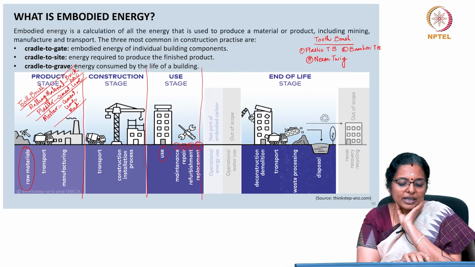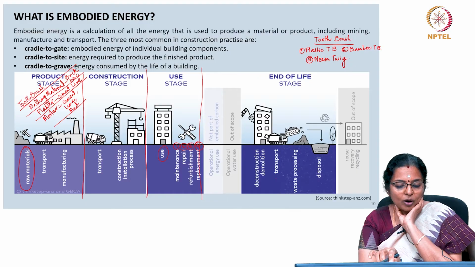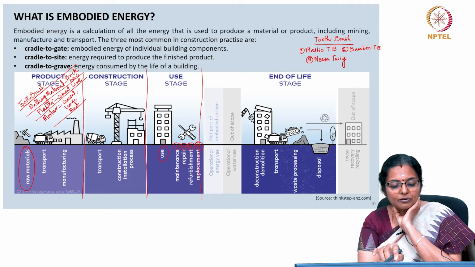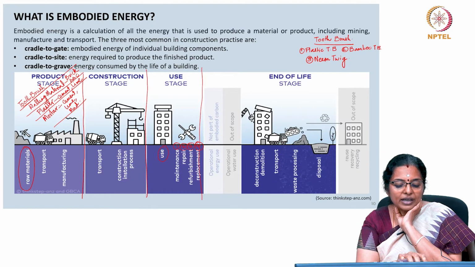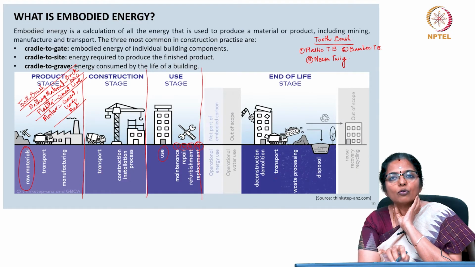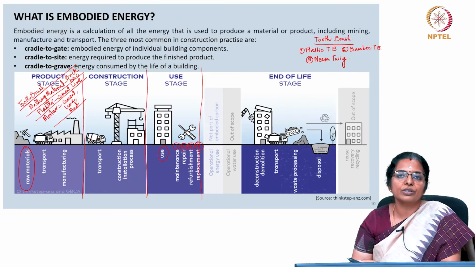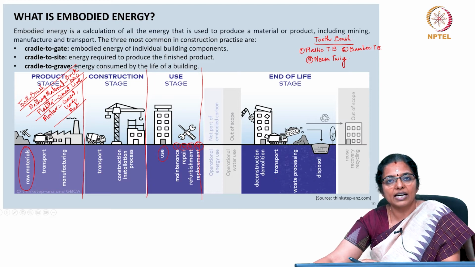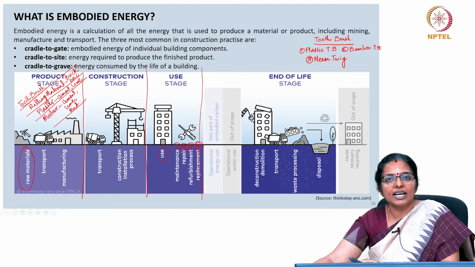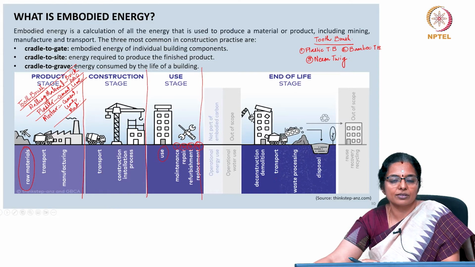So cradle to gate embodied energy of an individual building component. Cradle to site is the energy required to produce the finished product, and cradle to grave is the energy consumed by the life of a building or a finished product. Use this analogy for various products that you use in everyday life and for various building materials, and you would understand how our choices can influence embodied carbon and greenhouse gas emissions.